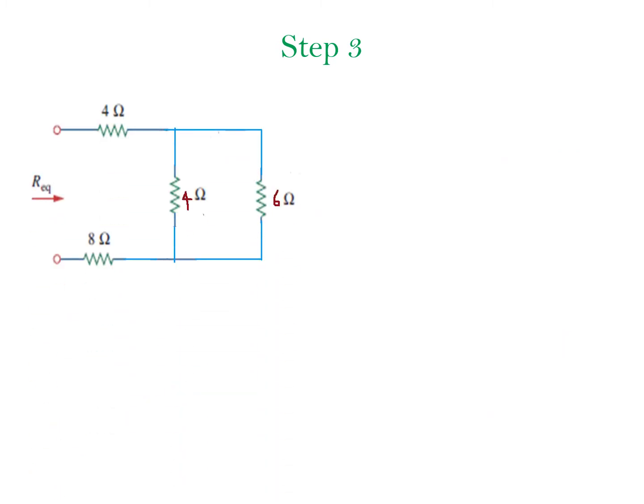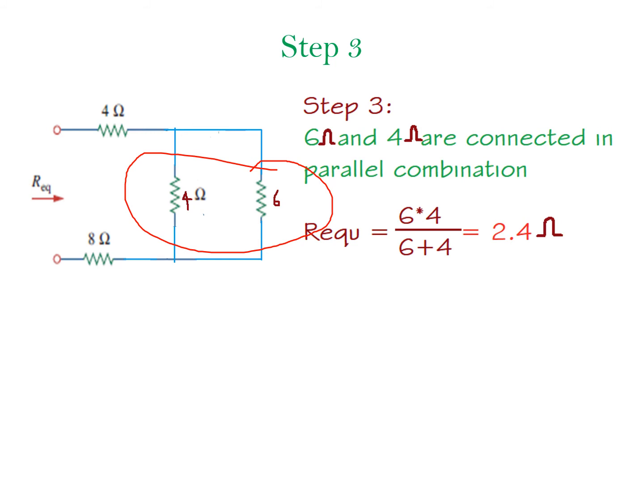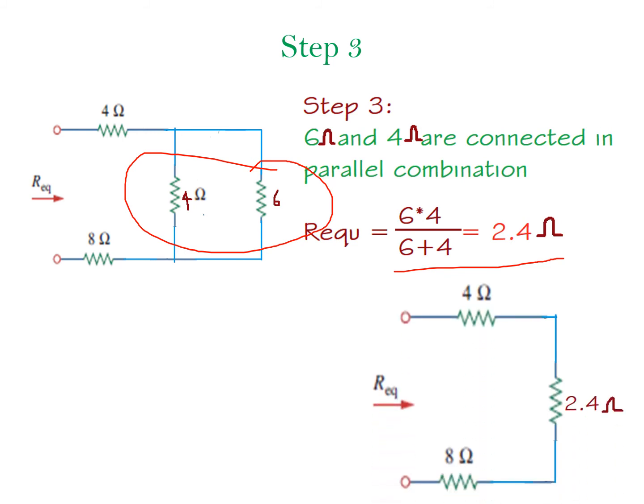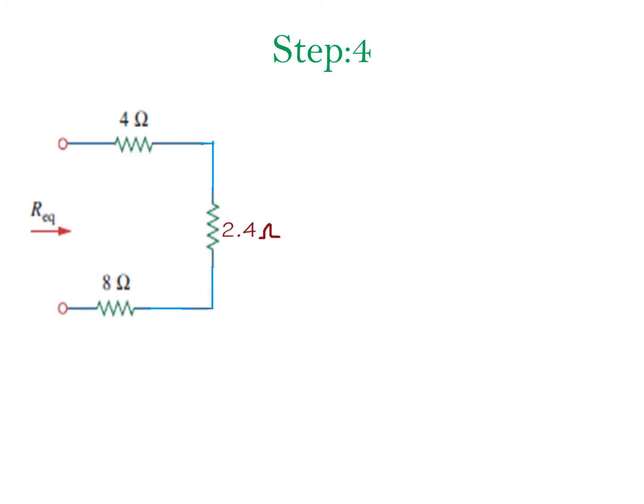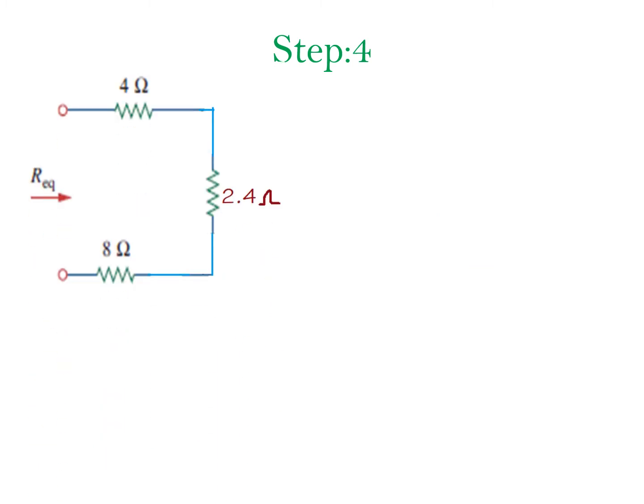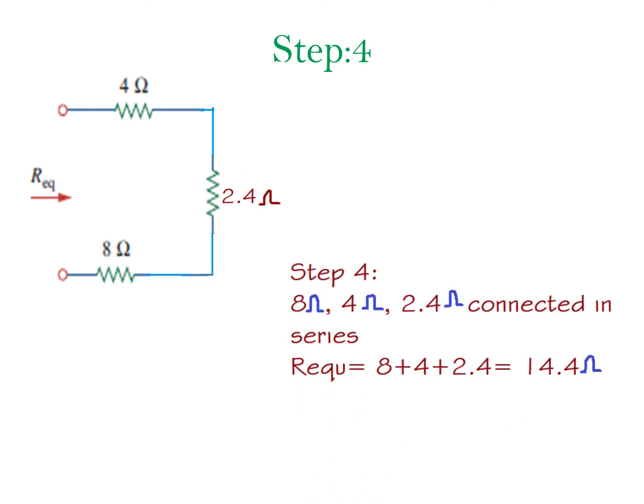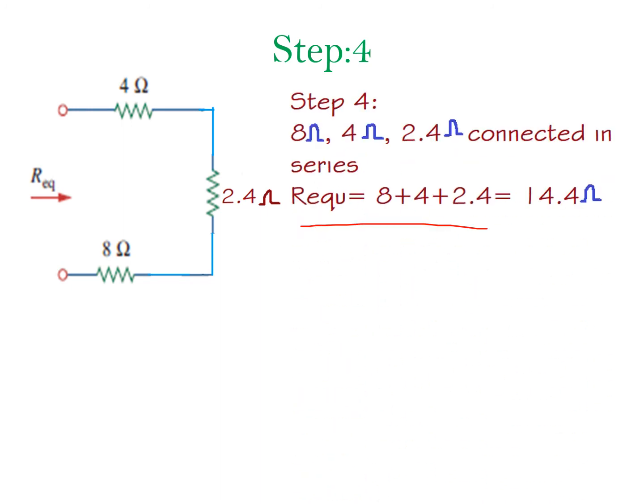And next, see, here both the resistances are connected in parallel. Now I am going to reduce the resistance. 6 ohm and 4 ohm are connected in parallel. So what is the net resistance? 2.4 ohm. And this is the resistance combination. Next, see, these three resistances are connected in series. So the summation of these three resistances gives the total resistance 14.4. So this is the final diagram.